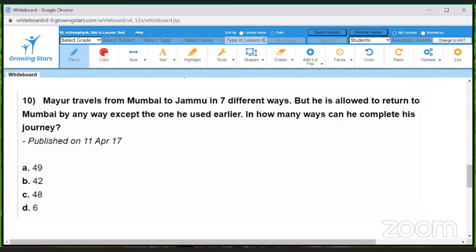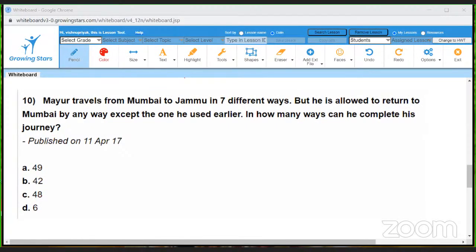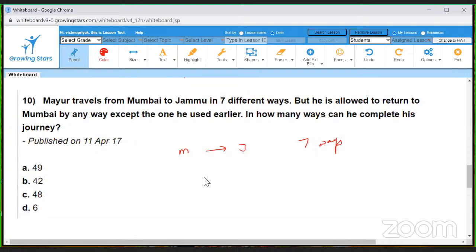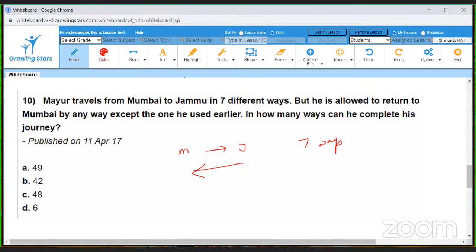Mayur travels from Mumbai to Jammu in 7 different ways, but he is allowed to return to Mumbai by any way except the one he used earlier. In how many ways can he complete the journey? So when Mayur is going from Mumbai to Jammu, he has 7 ways to choose. But when he's coming from Jammu to Mumbai, he must come in a different way than that used in the first case.